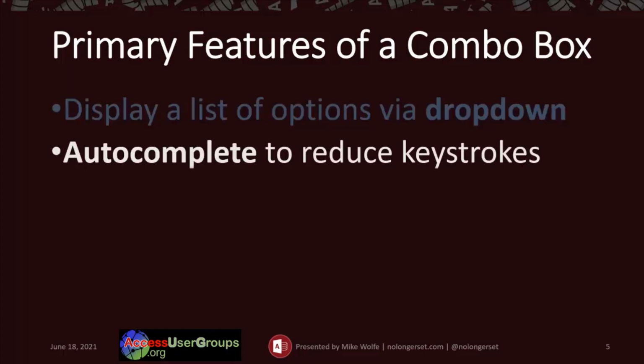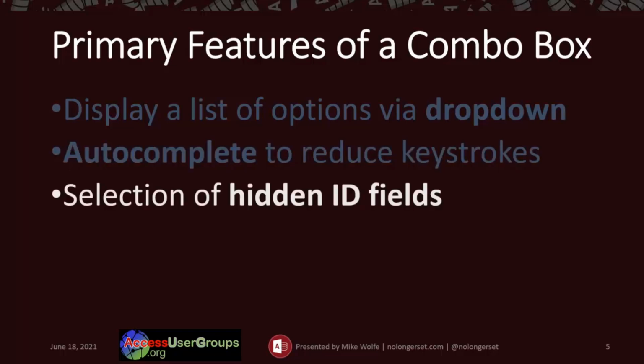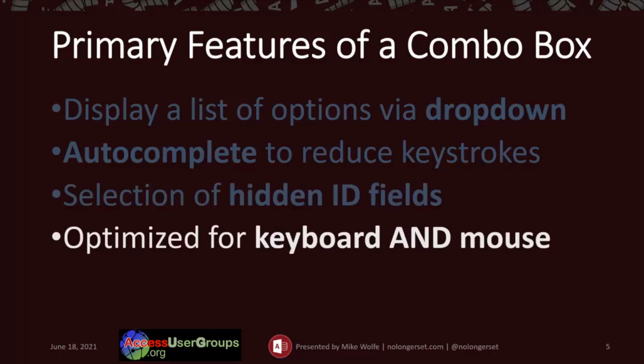The other big feature is you can enable autocomplete, and this helps experienced users by reducing the number of keystrokes that are necessary to choose options and enter data quickly into the system. You also have a way to select hidden ID fields. Finally, the thing that I like the most about a combo box control is that it's optimized for both keyboard interfaces and mouse interfaces.